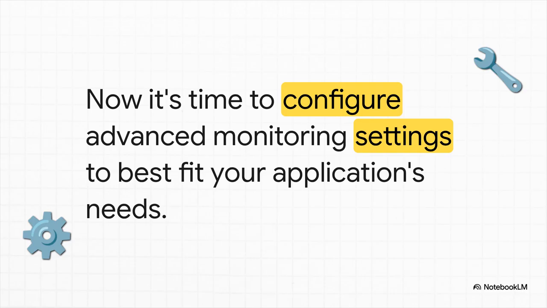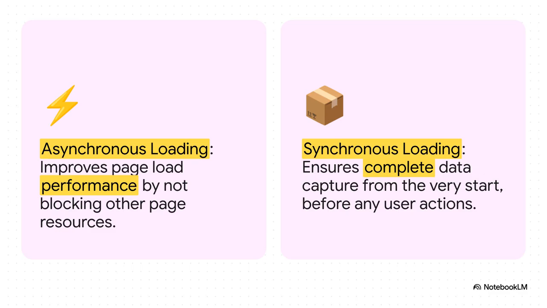All right, so your code is in place. Awesome. Now it's time for step 3, configuring the advanced monitoring settings. This is where you get to tweak things and really tailor the monitoring to your app. And right away, you've got a big choice to make. How do you want to load this script? You've got two main options.